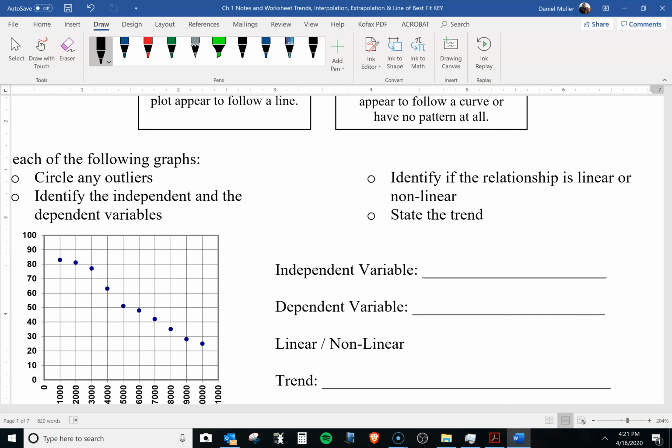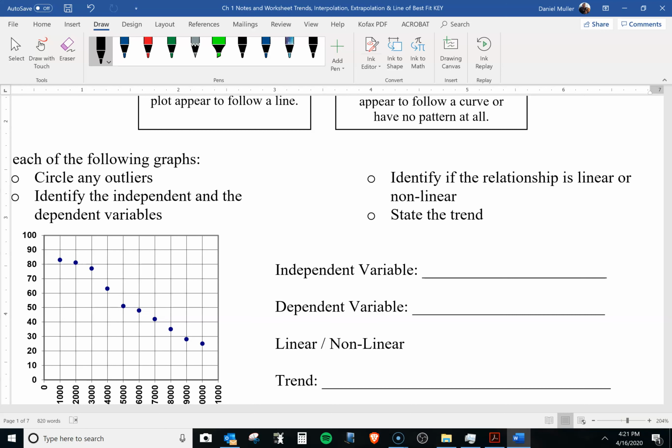So are there any outliers in this graph? Well, that follows a trend like that. There's nothing that is really obvious. It would be something like right there or something up here. And so no, there are no outliers in this one.